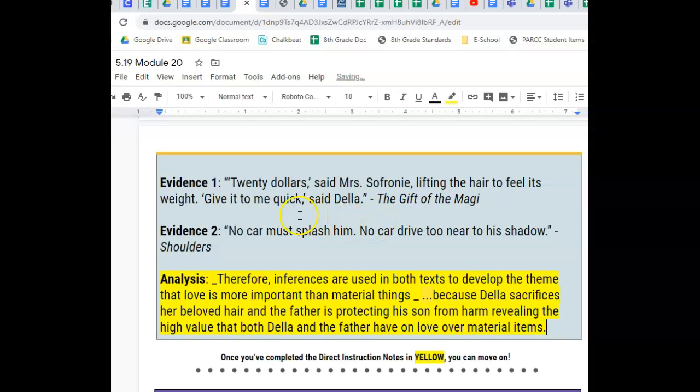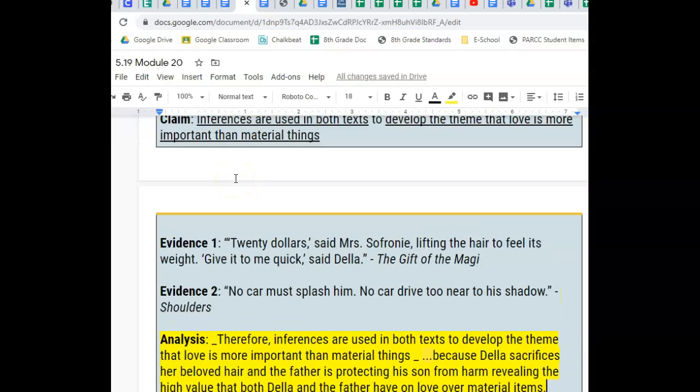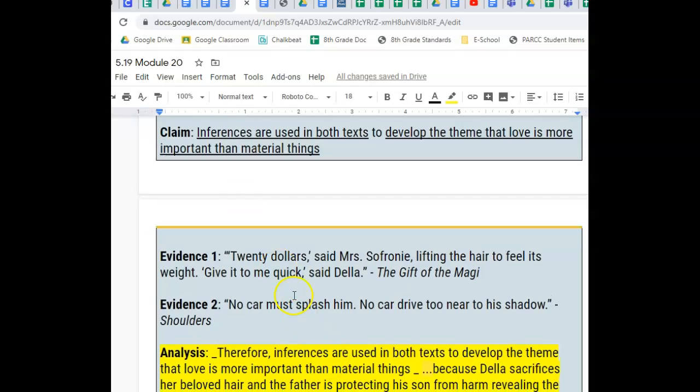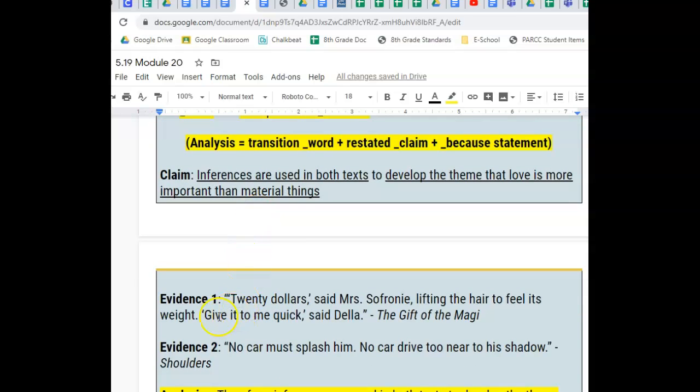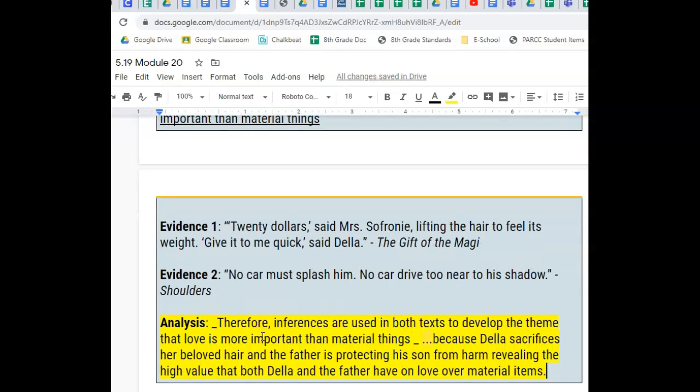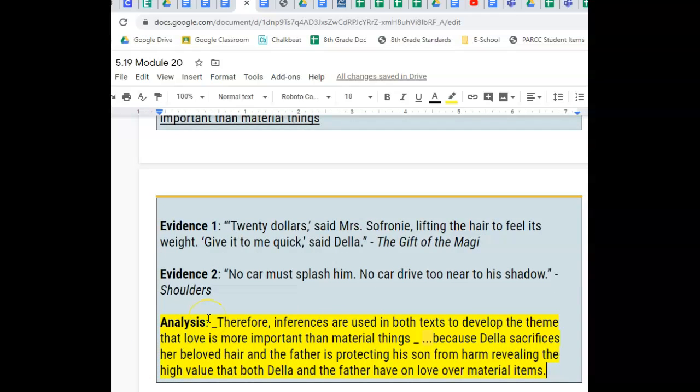Okay, so when I put that together one more time, I'm connecting, right, the claim, which is up here at the start, and applying that claim, connecting it to both pieces of evidence to provide a conclusion sentence or an analysis sentence for my written response.